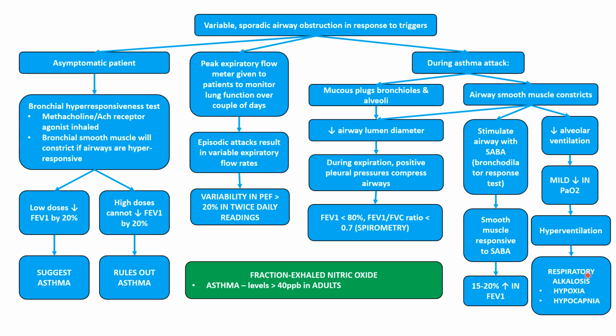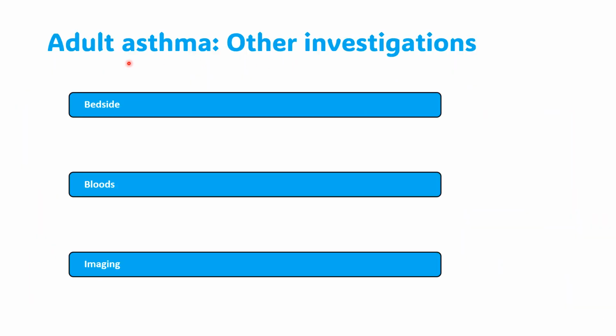And it's worth mentioning as well when we're talking about respiratory failure, because that's one of the complications of acute asthma, that a normal or high CO2 suggests that the patient is getting tired and ventilating less, and that's quite a warning, quite a worrying sign which you need to be aware of. Yeah, so other investigations in terms of asthma, I always like to split them into bedside investigations, bloods, and imaging.